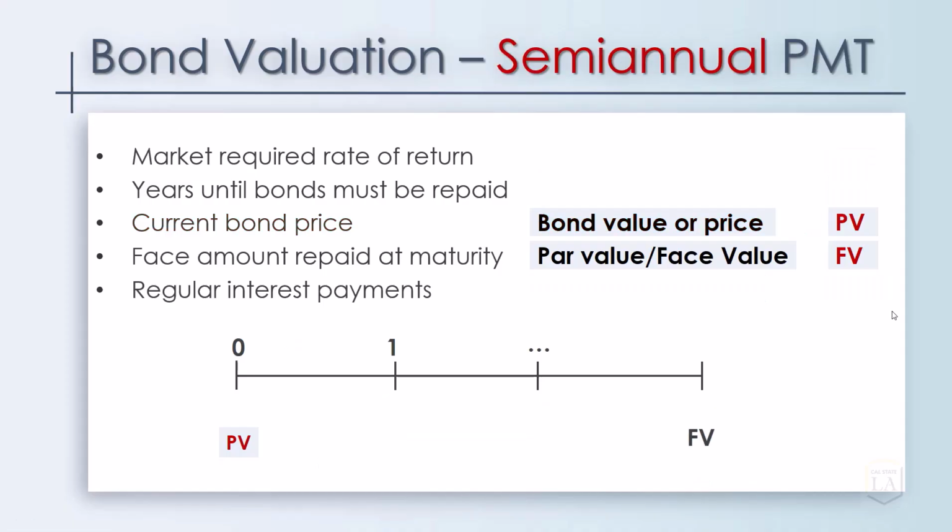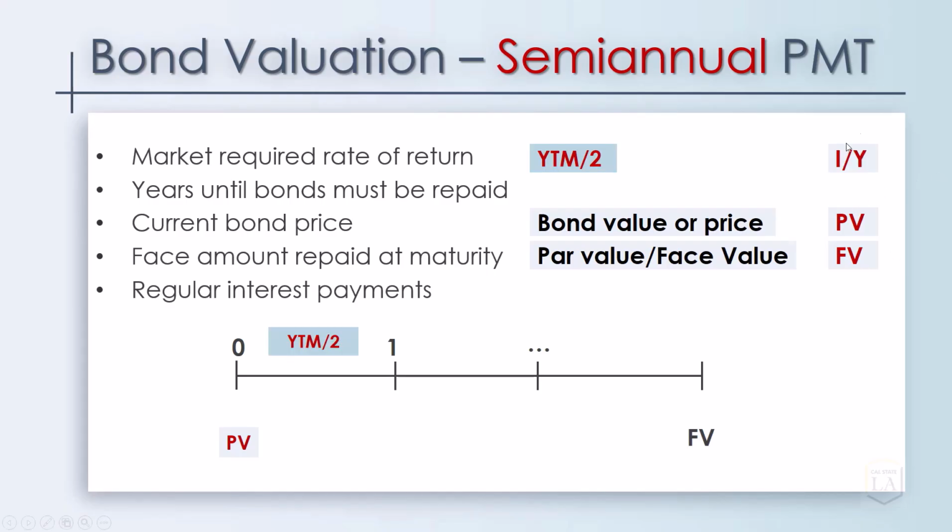And there is another important thing that you should remember. The default is that you are collecting payments semi-annually. So this is a semi-annual compounding frequency. So market required rate of return or yield to maturity.